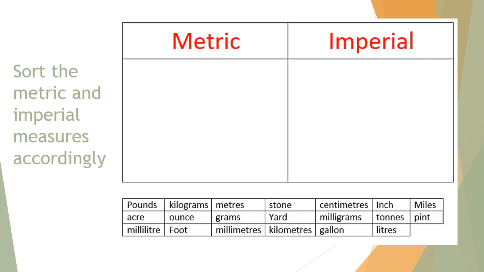Now, we've talked a lot about metric measures over the last week and a half, 2 weeks. Thinking about all the terminology that we've already come across, I would like you to sort the metric and imperial measures accordingly into the grid. So if it's a word that maybe we've discussed already recently, then you probably know that that is going to be metric. And if it's not, then it's probably imperial. Pause the video whilst you do that.